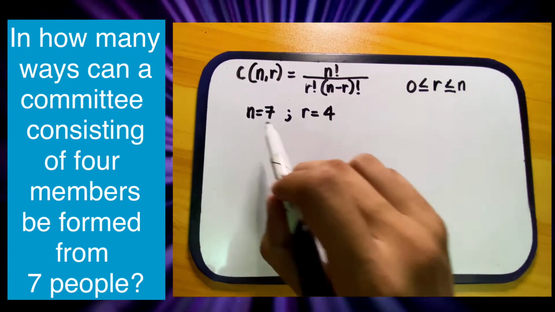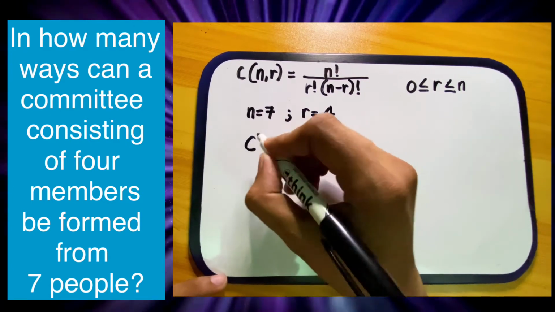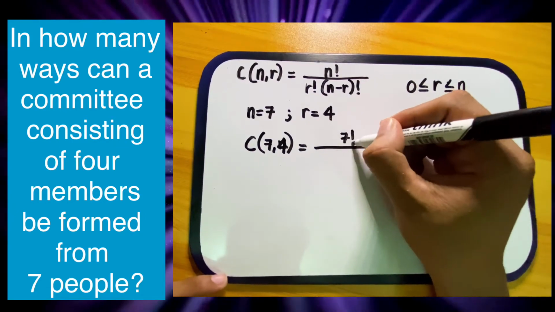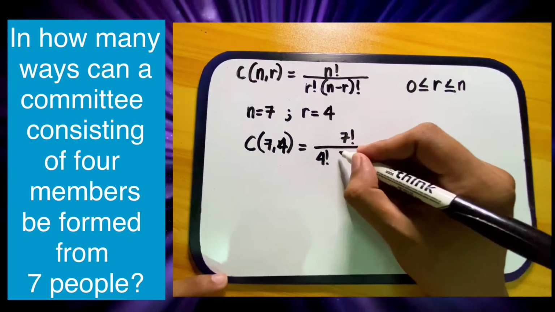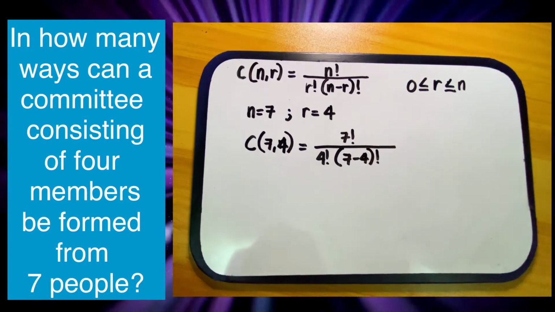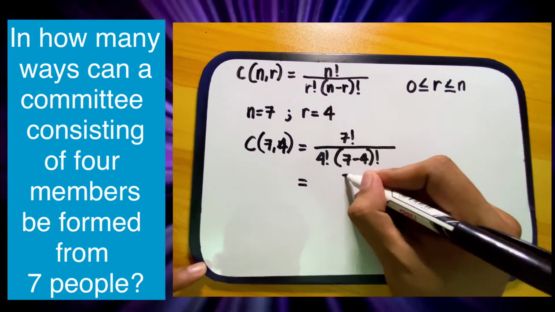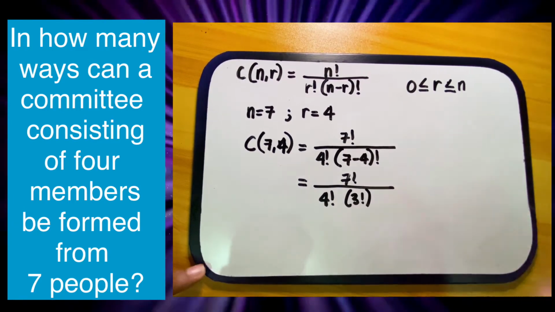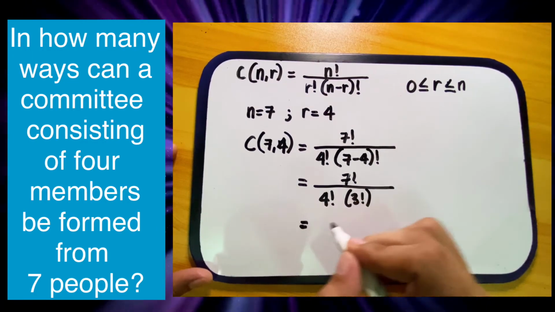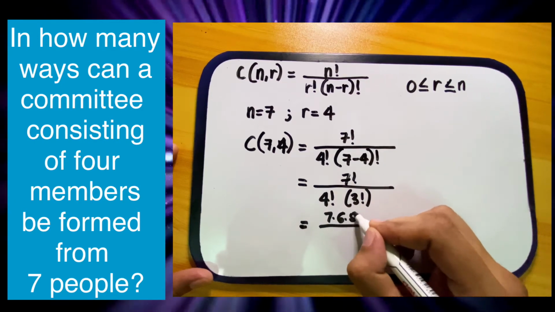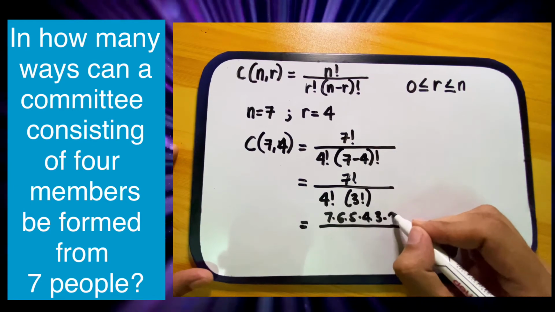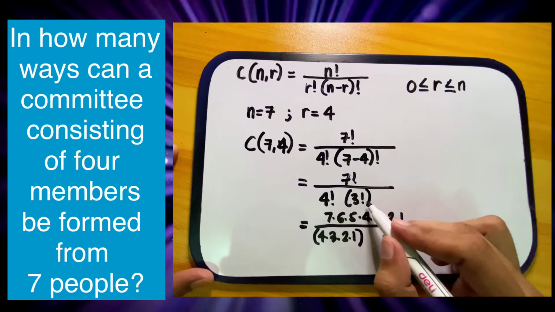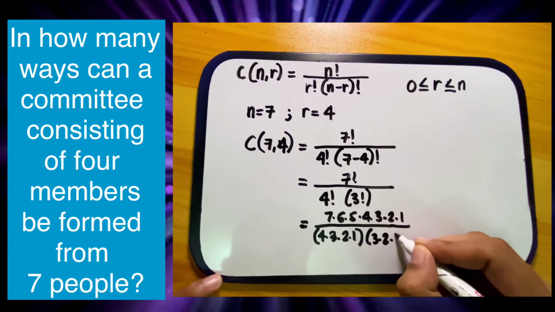Okay, so we will use these values in the formula. So C(7, 4) is equal to n is 7 factorial, then r is 4 factorial times 7 minus 4 factorial, equals 7 factorial over 4 factorial times 3 factorial, since 7 minus 4 is 3. If we expand that one, that is 7 times 6 times 5 times 4 times 3 times 2 times 1 over 4 times 3 times 2 times 1, and for the 3 factorial, 3 times 2 times 1.